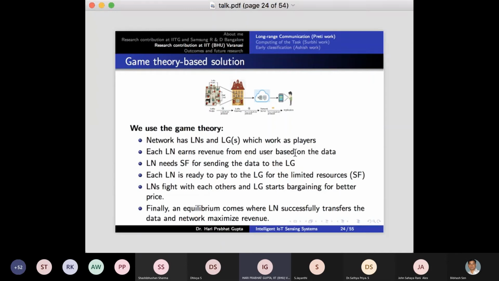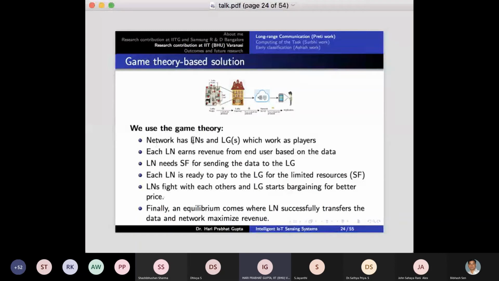In the game theory, the LoRa gateway announces the price for SF 7, 8, 9, 10, 11, 12. The LoRa gateway uses a strategy: it picks a very low price for SF 7 and a very high price for SF 12, so that there is much less load on SF 12 than on SF 7. Then the LoRa node sees that SF 12 is very costly and SF 7 is suitable for it, so it picks SF 7. Once I need SF 12, I will switch to the higher-cost spreading factors. This is the mechanism that we have used here.